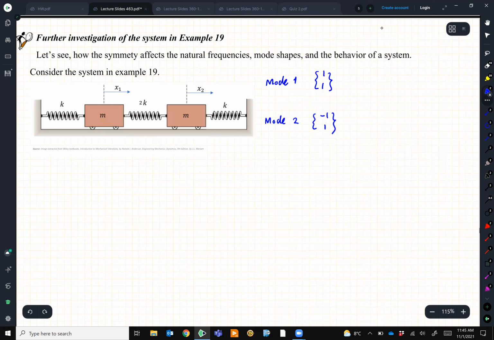The 1, 1 has this meaning for us, that these two masses are going to move in the same phase. Remember, we said mode shapes tell us the ratio and the phase, okay? So this one means same direction, same amplitude.